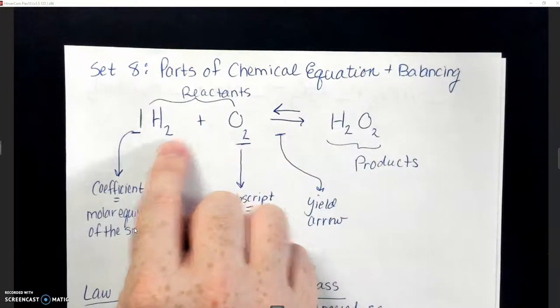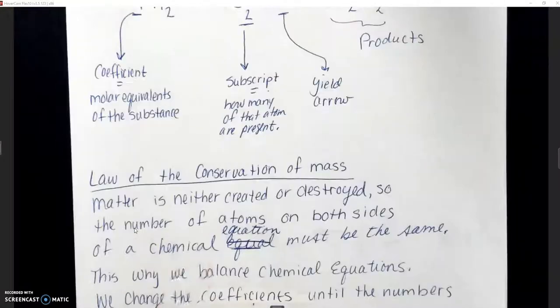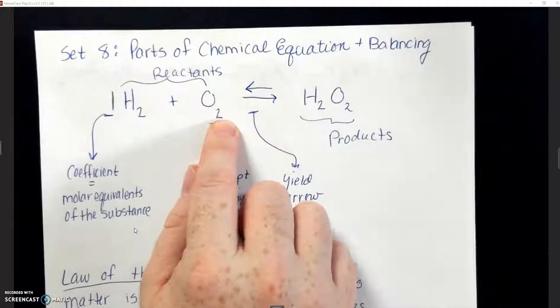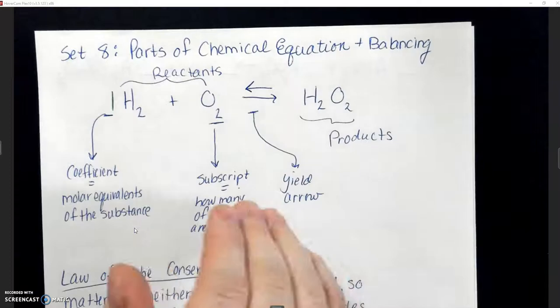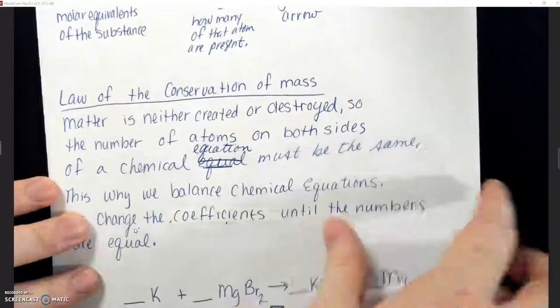If you change the subscripts, you're going to change the element, and you're not allowed to do that because matter is neither created nor destroyed. So you can't just change this to a 1. It's not allowed. There are some mathematical tricks that you can use to help you get the correct coefficients, and we'll talk more about that in just a sec.